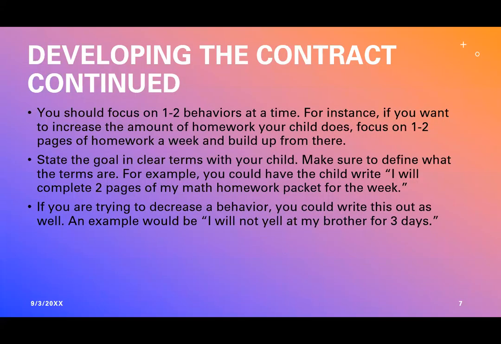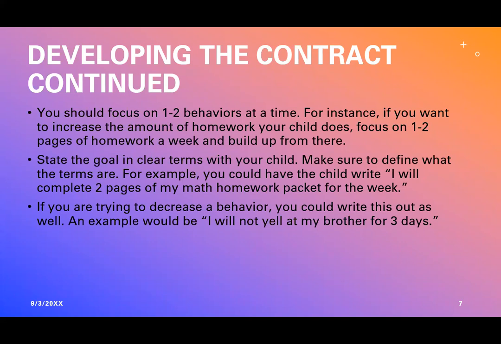So then we're going to continue developing the behavior contract. So you should focus on 1 to 2 behaviors at a time. For instance, if you want to increase the amount of homework your child does, you should focus just on 1 to 2 pages of homework a week and build it up from there. Make the goal achievable. And then state the goal in the clear terms that you have with your child. So make sure you define what those terms are. For example, you could have the child write out, I will complete 2 pages of my math homework packet for the week, and make sure they're involved in this process so that they understand they're part of it as well and give them that autonomy.